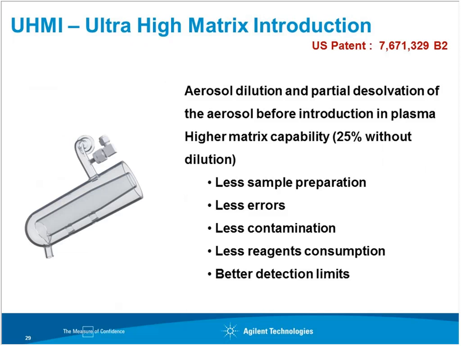So in terms of matrix tolerance, let's take a closer look at the UHMI. UHMI is essentially a way where we can directly aspirate the sample up to 25% without dilution. So the dilution actually happens within the spray chamber area. There's an aerosol dilution. We have partial desolvation of the aerosol as well before it's introduced to the plasma. So this means less sample preparation, in terms of less sample handling, less errors associated with that, less contamination, less reagent consumption, and better detection limits. So the UHMI has been quite popular for the USP applications.